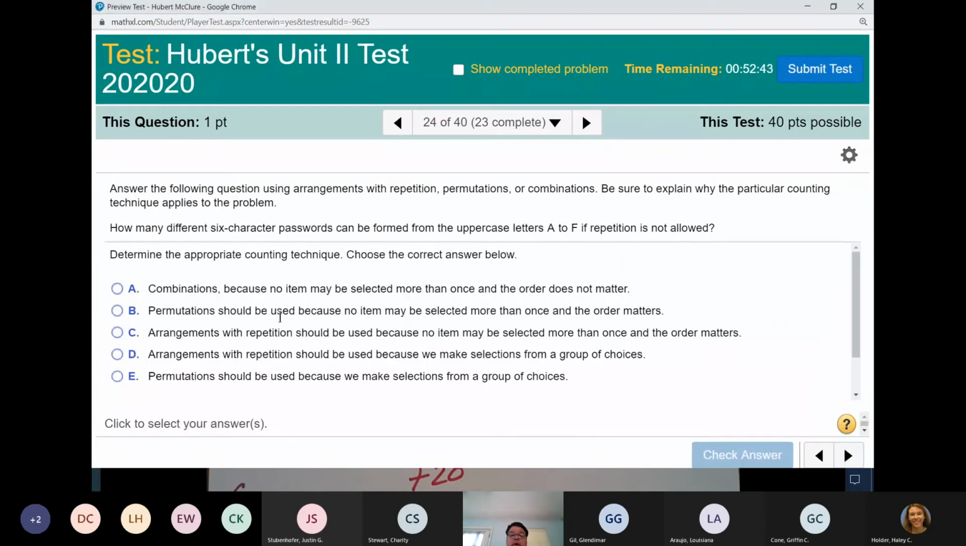Okay. Let's see. I don't know. Maybe arrangements with repetition should be used. No item may be selected more than once, and the order matters. It's not with repetition. It says without repetition. So Charlie and Delta is out. Because we make selections from a group of choices, no item may be selected more than once, and order matters.